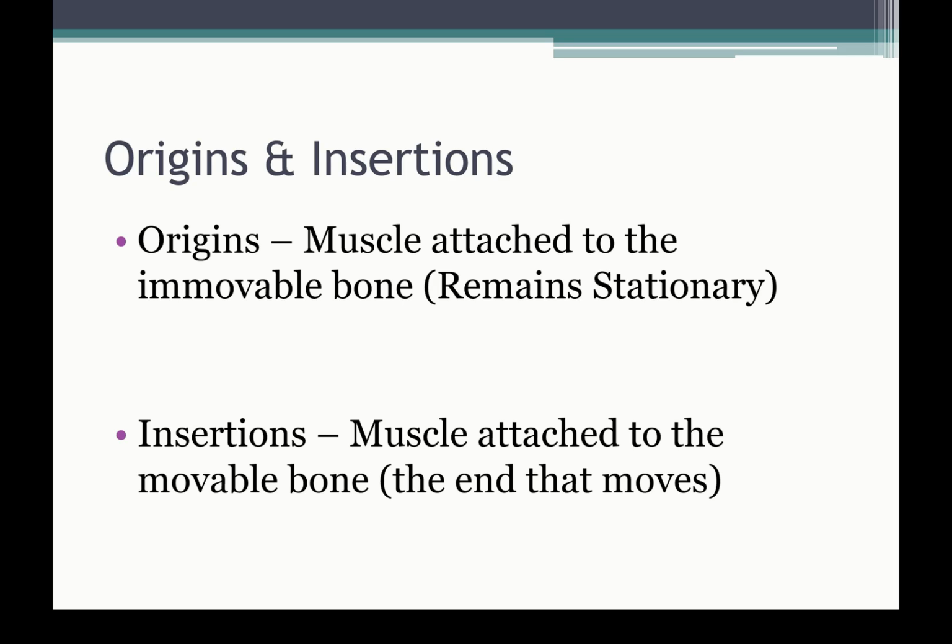So if we look at first an origin, this is related to when the muscle attaches to the immovable bone. So this is essentially where the muscle or the part of the body will remain stationary during a given movement. The insertion is where the muscle is attached to the movable bone. So this is where the movement is occurring, and therefore where the muscle is actually pulling on the bone.